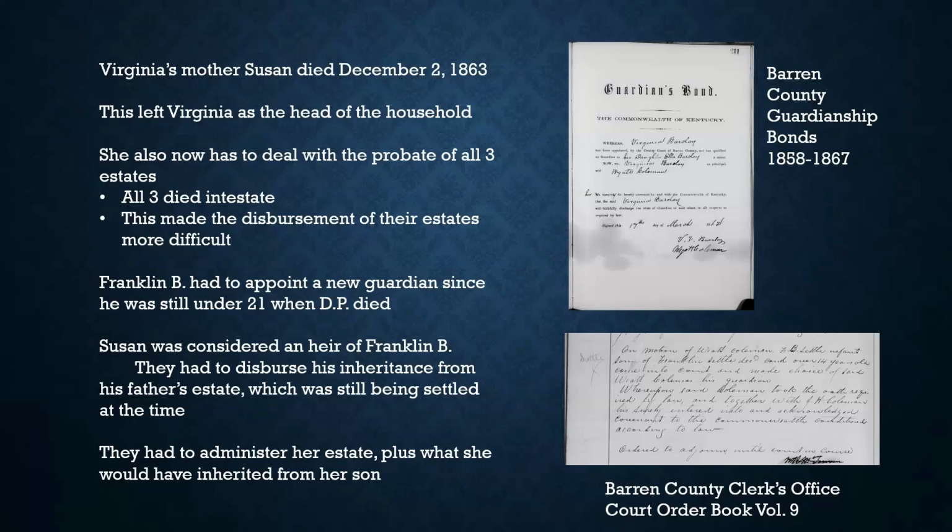And then Susan, their mother, was an heir of Franklin since he died before her. When they're administrating her part of the estate, they have to take into account what she would have inherited from her son if she were still alive. Again, this just makes things more complicated, and it means that Virginia is having to reach out to any of her other male relatives or friends to help her with all of these legal issues.